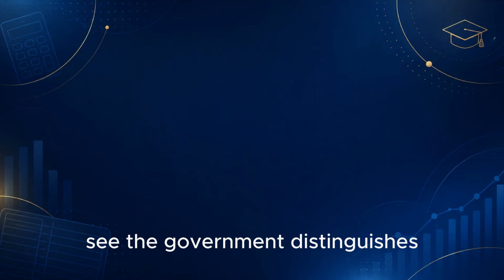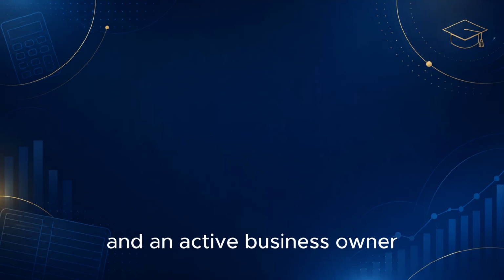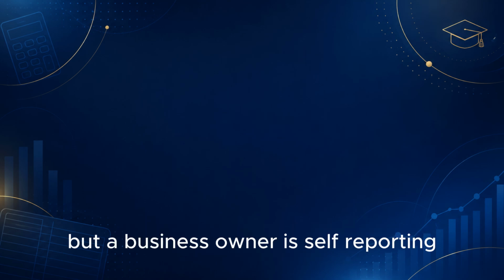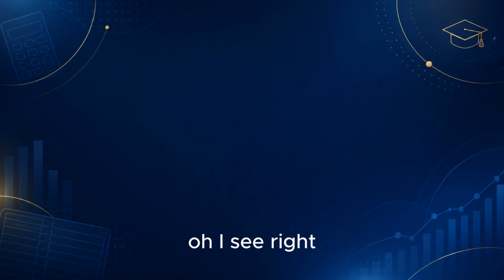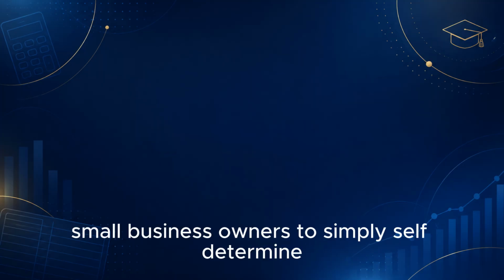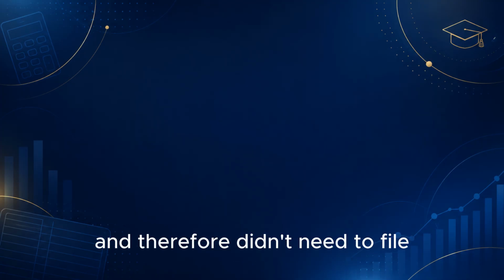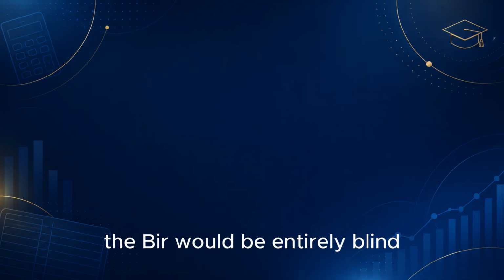See, the government distinguishes heavily between a passive employee and an active business owner. An employee's income is reported by their employer, but a business owner is self-reporting. Oh, I see. Right, so if the law allowed small business owners to simply self-determine that they made less than 250,000 and therefore didn't need to file, the BIR would be entirely blind.